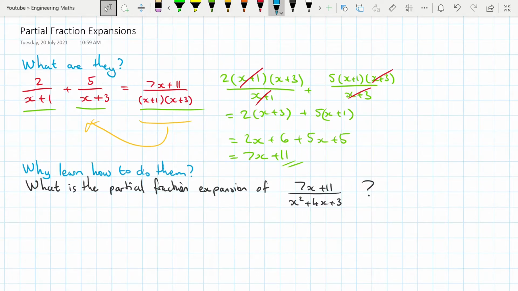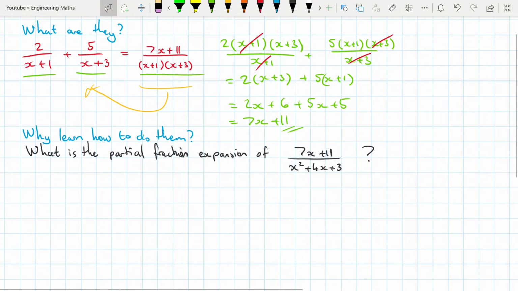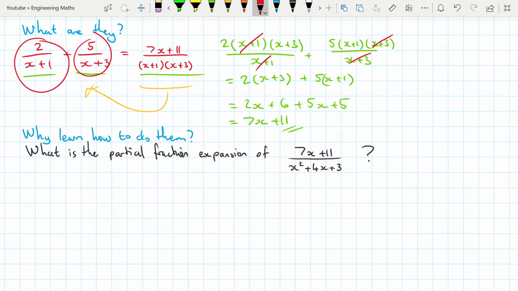So now that we know what they are, why do we want to learn how to do them? Well, the most obvious reason is that on a maths test or exam, you might just get asked a question like this: what is the partial fraction expansion of 7x plus 11 over x squared plus 4x plus 3? Which is just the example above, and we know that that would just be 2 over x plus 1 plus 5 over x plus 3.